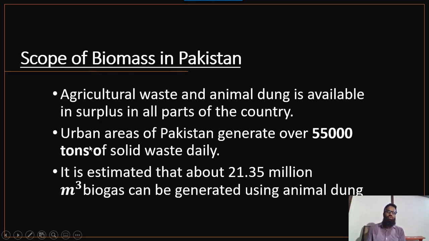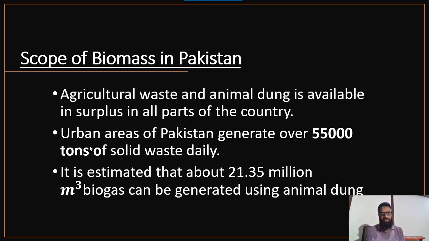If we see the overall scope of biomass in Pakistan, Pakistan is basically an agriculture state, and almost 60% of the economy of Pakistan is basically dependent on agriculture. So we have a huge chunk of agriculture waste available, which can be converted into biofuel or biomass. Secondly, we have a huge chunk of livestock available.